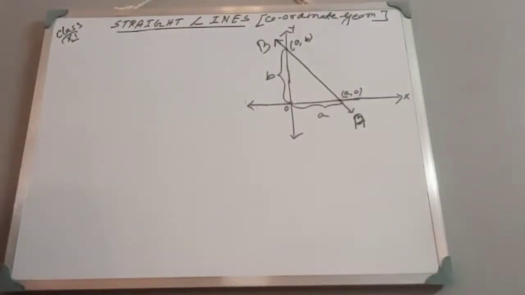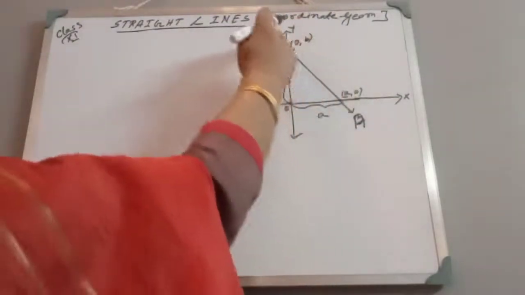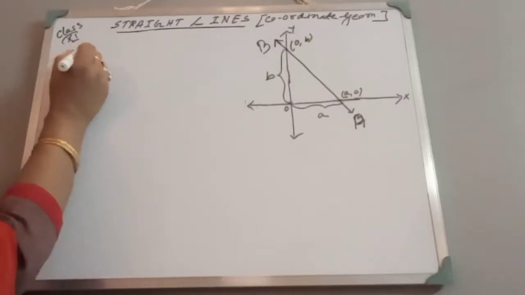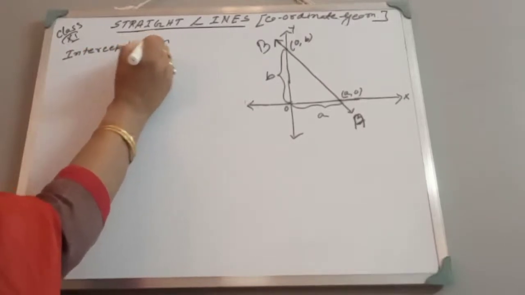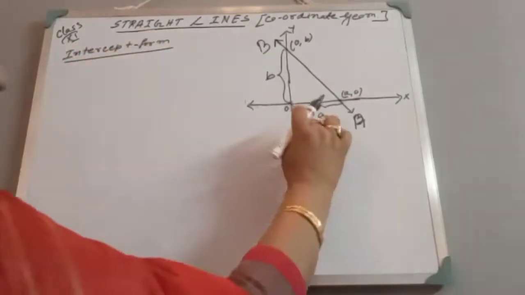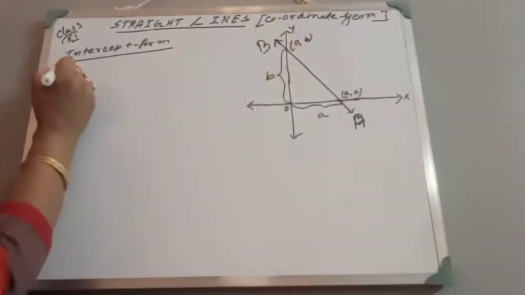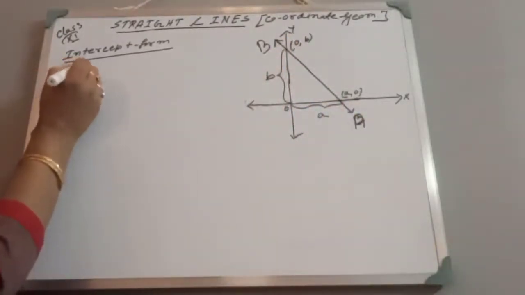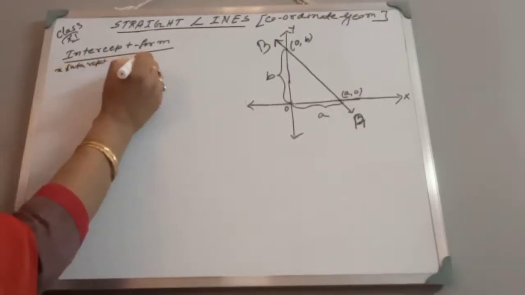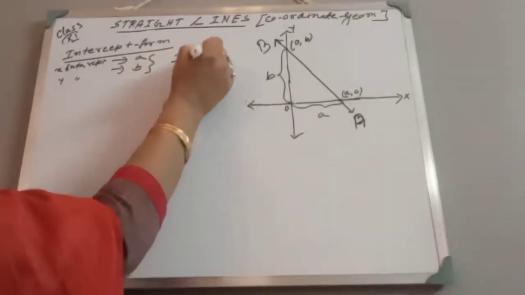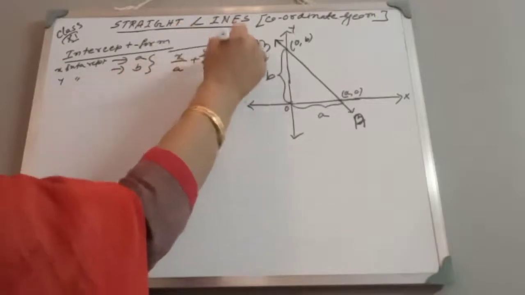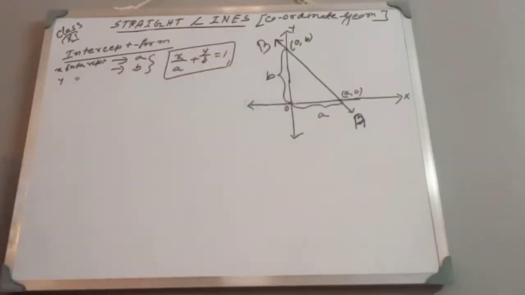Okay, then what is the equation of the straight line AB? This formation is known as intercept form. That means when the x-intercept and y-intercept are given, here the x-intercept is A and the y-intercept is B, the formation will be x by A plus y by B is equal to 1. This is a very important formation. Remember this: x by A plus y by B is equal to 1.